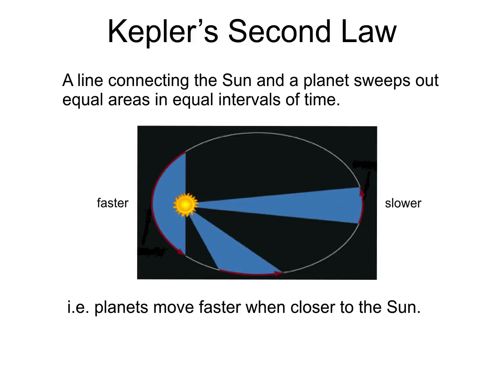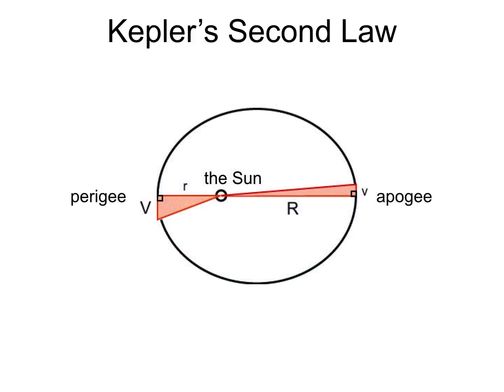His second law also can be explained without going into calculus, but demonstrated if we consider 2 points on the orbit, the perigee and the apogee. Now, the perigee is the point closest to the sun, and the apogee is the point furthest from the sun. Now, if we were looking at those 2 points and recognise that the distance from the planet to the sun at the perigee is smaller or shorter than the distance from the planet to the sun at the apogee, I've represented that with a small r and a capital R.